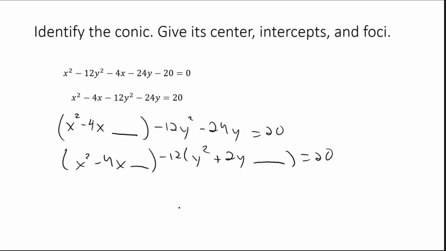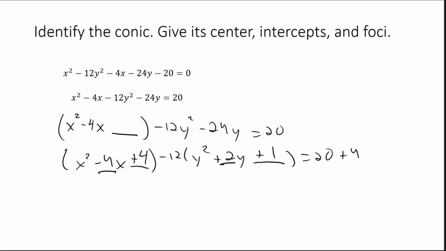So from here, the question is, what do we have to add into the parentheses to force this into a perfect square? Well, to do that, you take half of this middle term and then square it. So half of negative 4 is negative 2. Square negative 2 to get a positive 4. Same thing here. Take half of 2 to get 1. 1 squared would be 1. But remember, what you add to one side, you must also do to the other. So here we added a 4, so we have to add 4 over here.